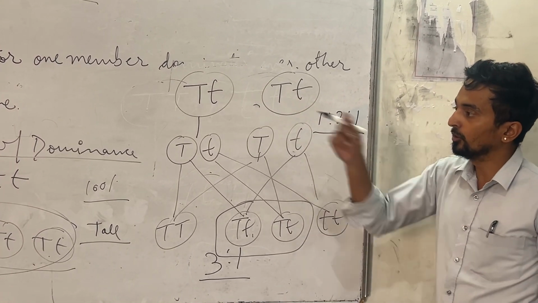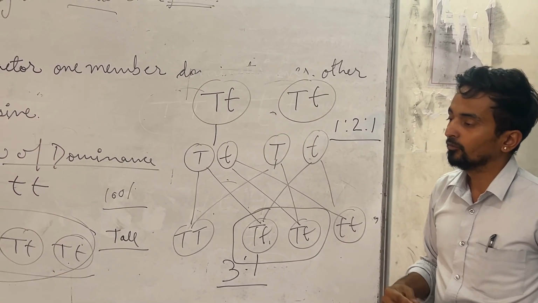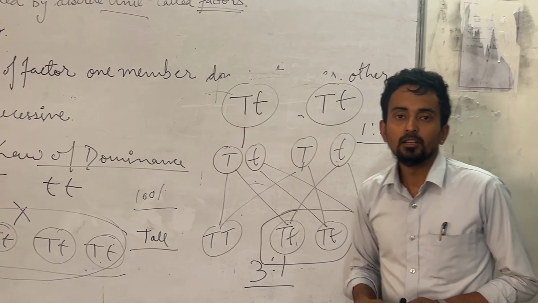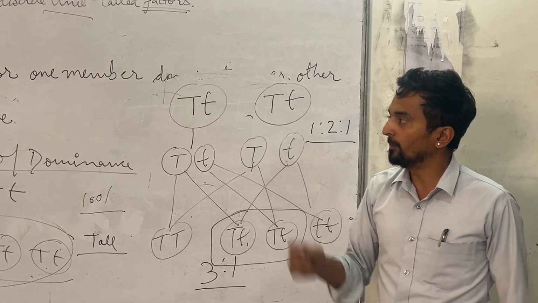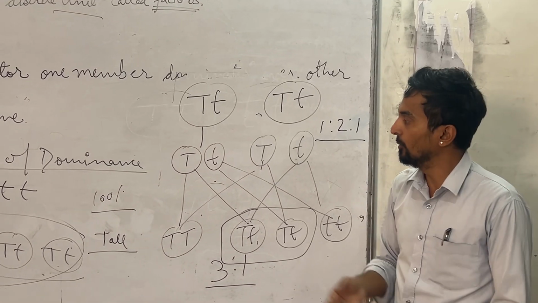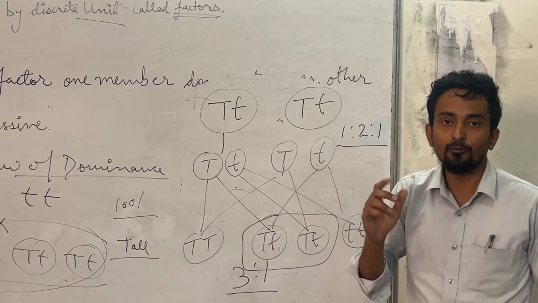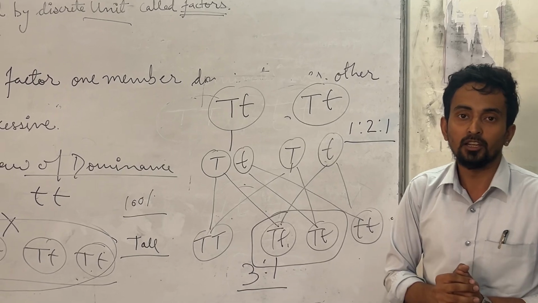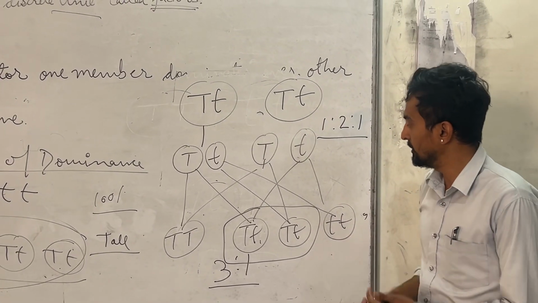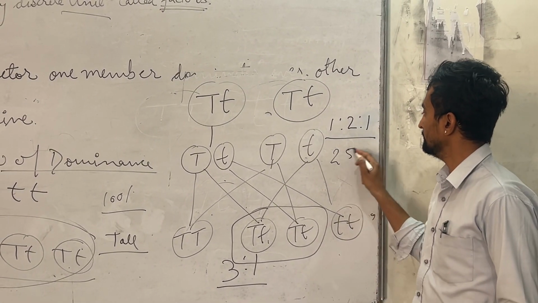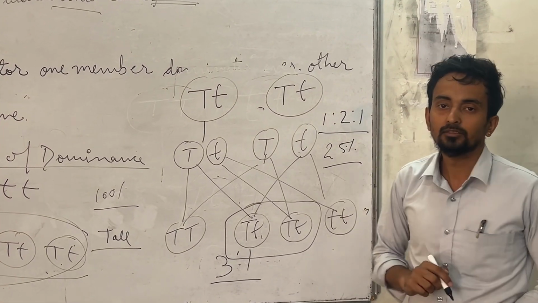So in the law of dominance, what is expressed? It expresses that in a cross between two dissimilar pairs of factors, one member dominates over the other in the F1 generation, but in the F2 generation the recessive factor is also seen, in one out of four, which is 25%. Okay, thank you very much.